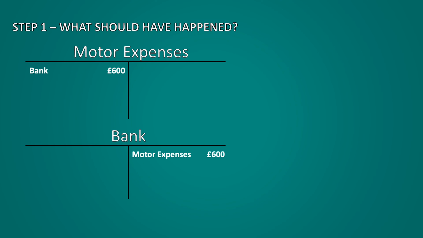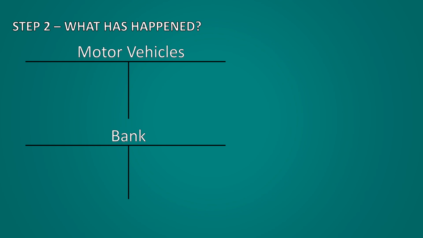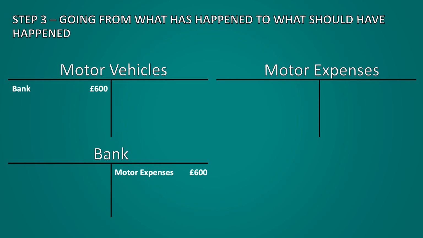Step 2. Now let's look at what has actually happened. So rather than debiting the motor expenses account, the posting has accidentally been debited to the motor vehicles account, i.e. it's been entered into the incorrect account. The bank entry has been entered correctly. Step 3 then, going from what has happened to what should have happened. We can see on screen how the accounts look at present.